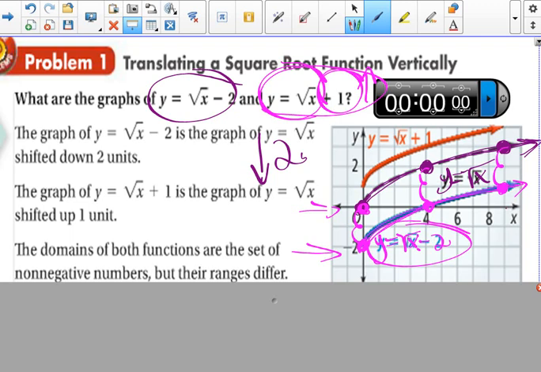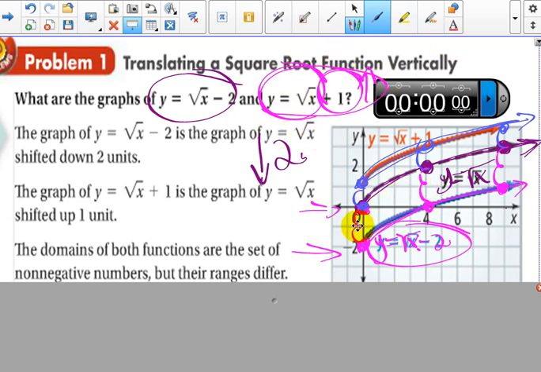So let me use blue. So we're going to take from that point again, up 1, plot that point, up 1, plot that point, up 1, plot that point, and connect your dots. And there's your new translation.